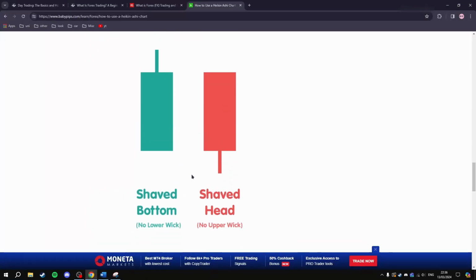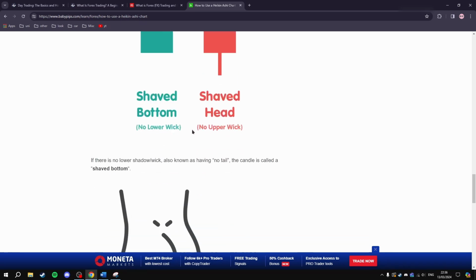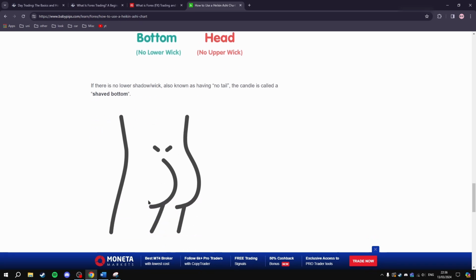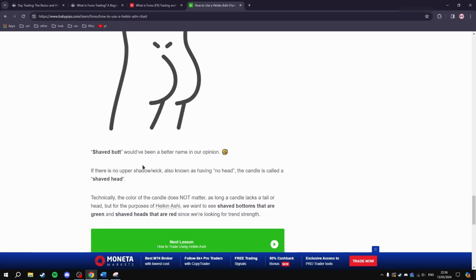Shaved bottom means no lower wick, and shaved head means no upper wick. If there is no lower shadow or wick, also known as having no tail, the candle is called a shaved bottom. Shaved butt would have been a better name in our opinion. If there is no upper shadow or wick, also known as no head, the candle is called a shaved head.